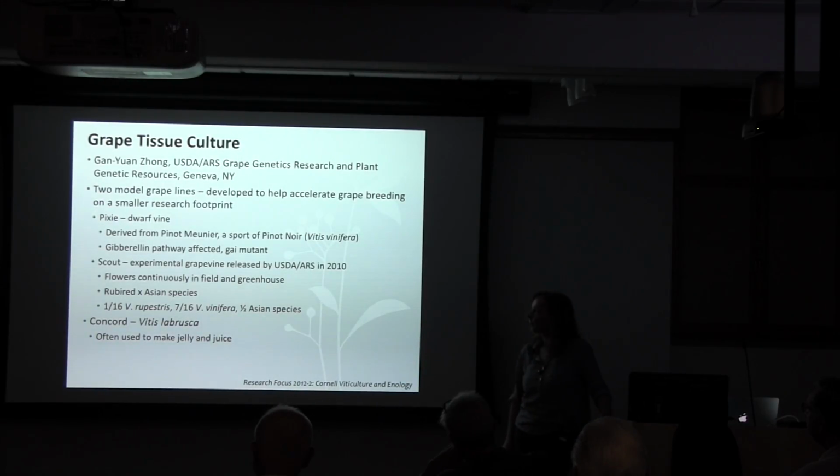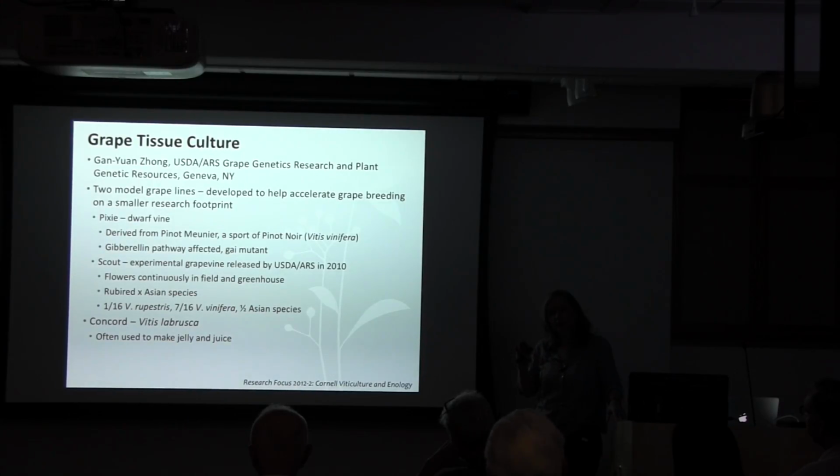and he suggested that we work with 2 model grape plants. One is called Pixie. It's a dwarf vine, and these were developed to help accelerate the grape breeding programs. Instead of having to go out to the field and working with vines in the field, these lines can be grown in the greenhouse. Pixie stays small. It's a sport of Pinot Noir. And the reason it's short is because it's a GAI mutant, and it affects the gibberellin pathway. So these plants stay small.